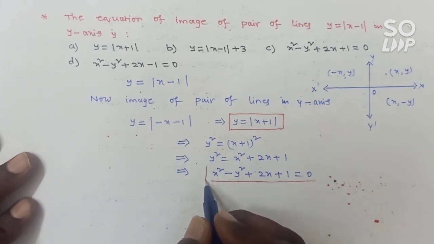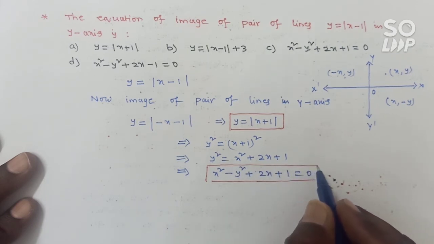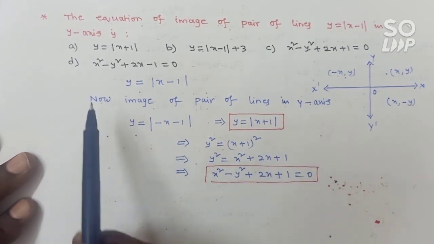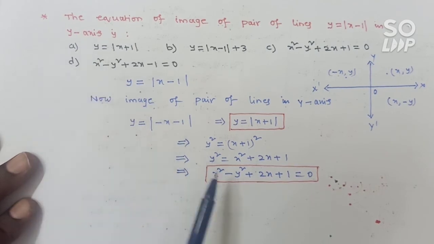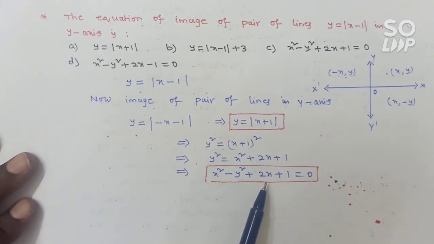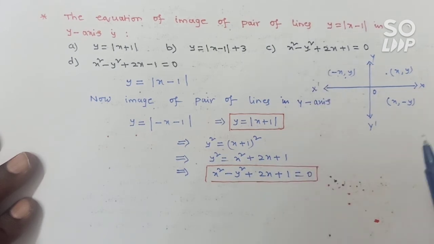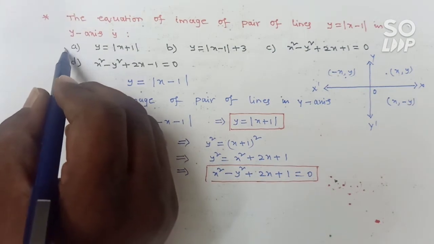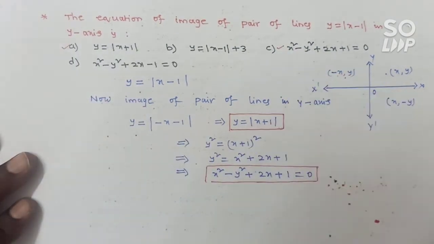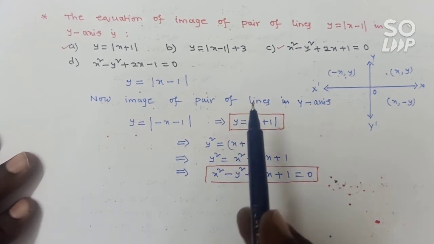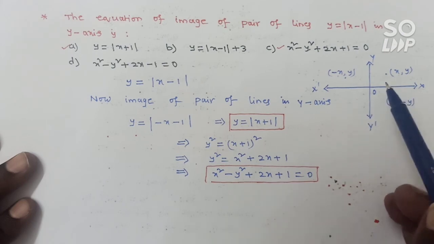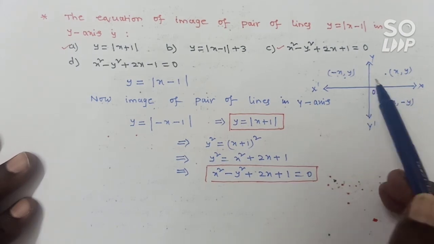So that means one more expression is also there in this question. So there are two options. The first option is the correct answer, and the next one is x square minus y square plus 2x plus 1 is equal to 0. That is option C. So this question is a more than one answer type question. So your answers will be A and C are the correct answers. Okay. So please all of you understand how to find the image of any curve with respect to either x-axis or y-axis.